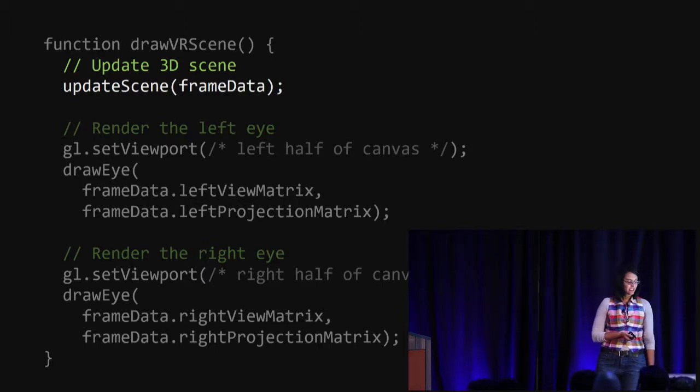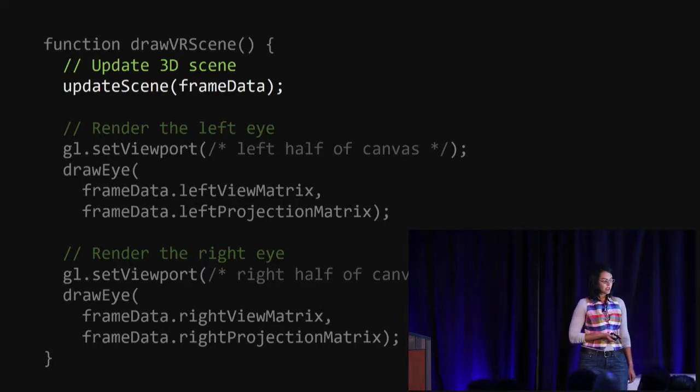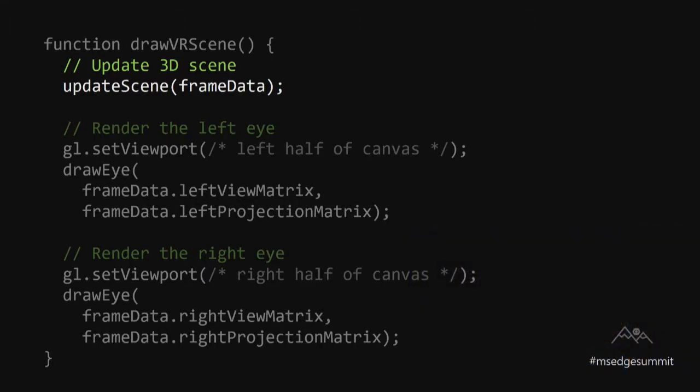Okay, so let's take a look at drawing this VR scene. The first thing that we're going to do, as I mentioned before, is update the logic of your scene itself. You may be running physics simulation, you may have animations running, you may need to respond to user actions. This is a great place to do that. Once your scene is ready to actually be rendered, you'll set your viewport for your left eye, draw it using the matrices off the frame data, and then do the same thing for the right eye.